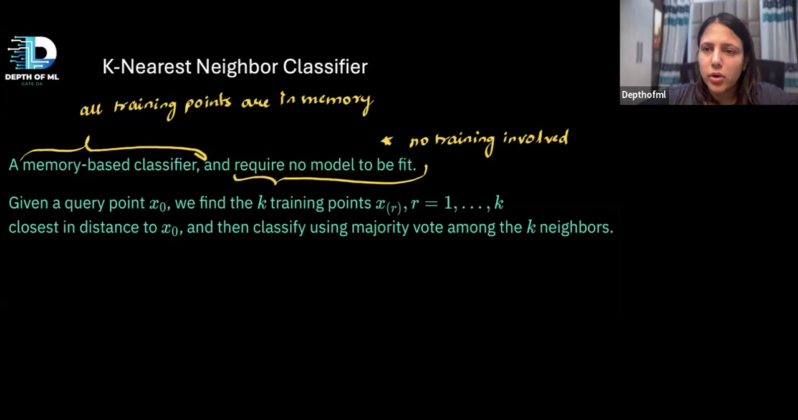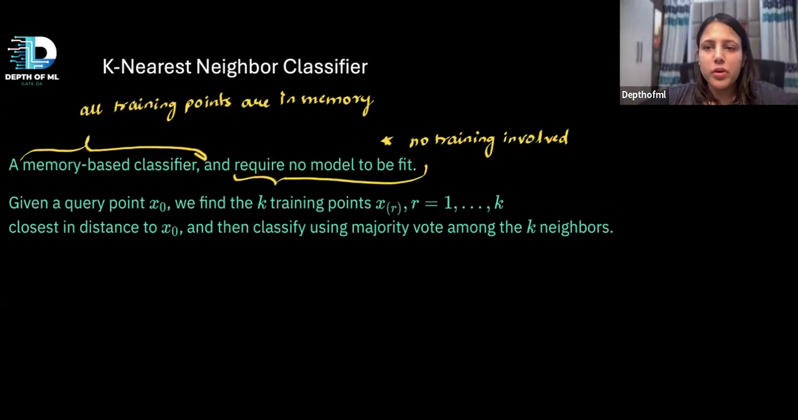Does that answer your doubt, Rohan? Rohan has a doubt: do we have to find the distances for every new query point? Yes, we have to find distances corresponding to every query point. Otherwise, how will you classify it? Clear, right?